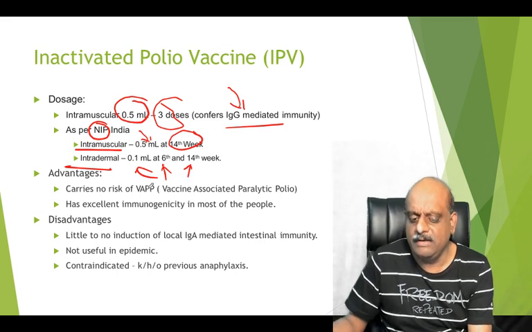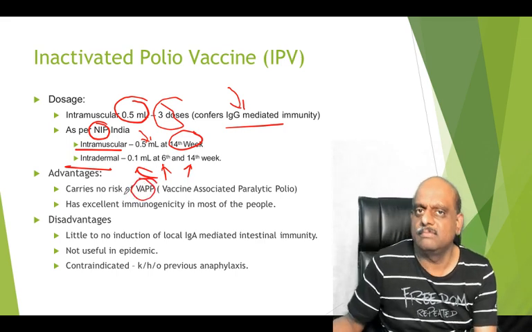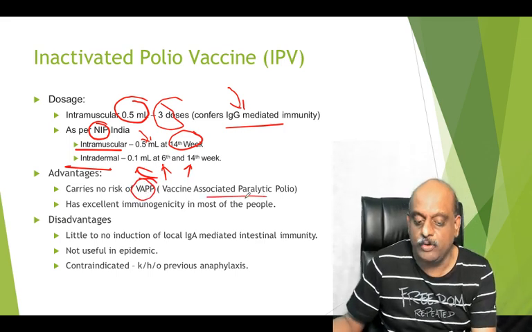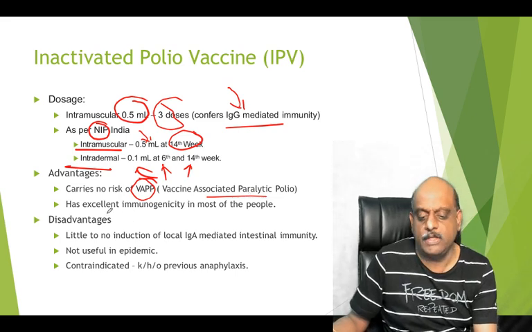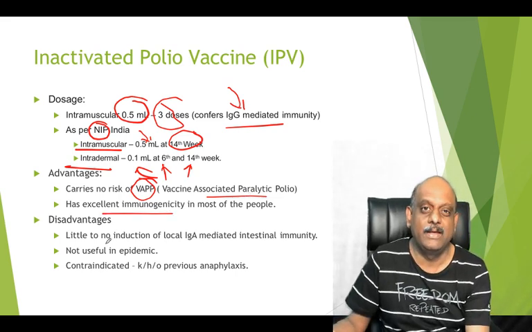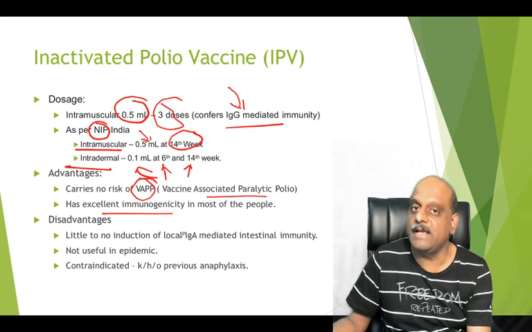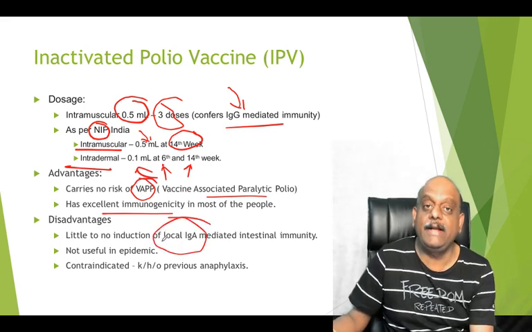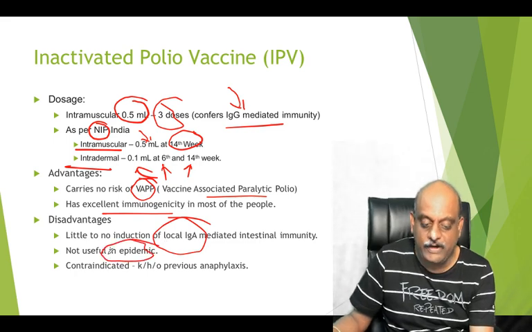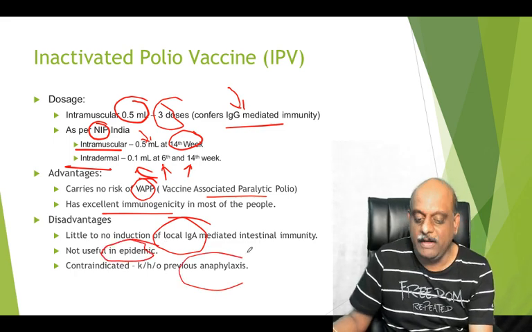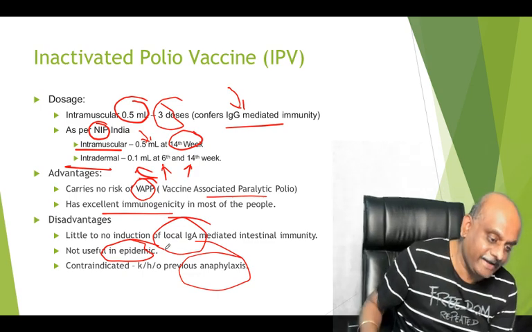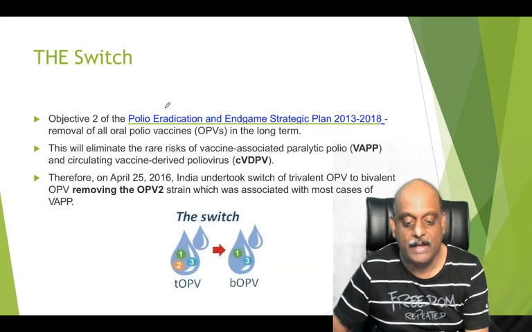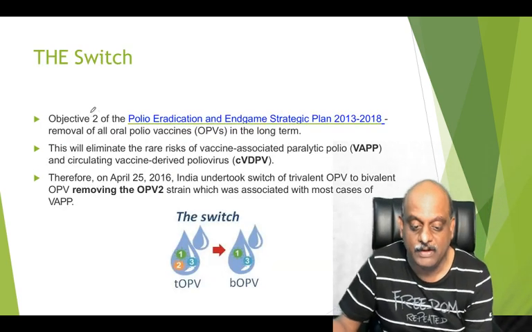With killed vaccine, there is no risk of vaccine-associated paralytic polio. For most people, it has a good immunogenicity. The disadvantage is, as we already discussed, there is no local immunity in the intestine. It is not useful in an epidemic. Any previous anaphylaxis, it is contraindicated. That's the point you need to appreciate.